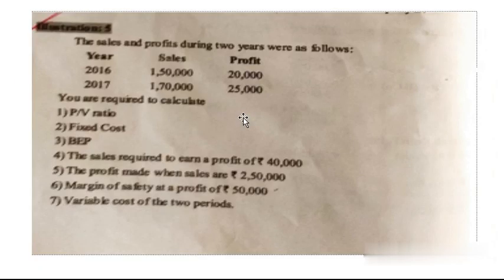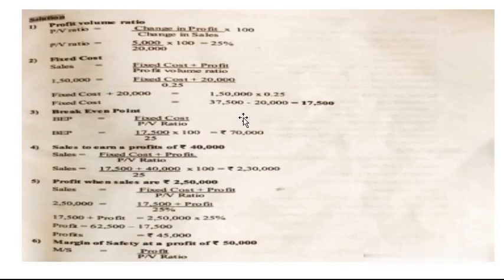Next, they have asked us to calculate the break-even point. While calculating the break-even point, it is fixed cost divided by PV ratio. Fixed cost is already found, 17,500, divided by PV ratio, which is 25%. So as it is 25 into 100, it will give us 70,000.